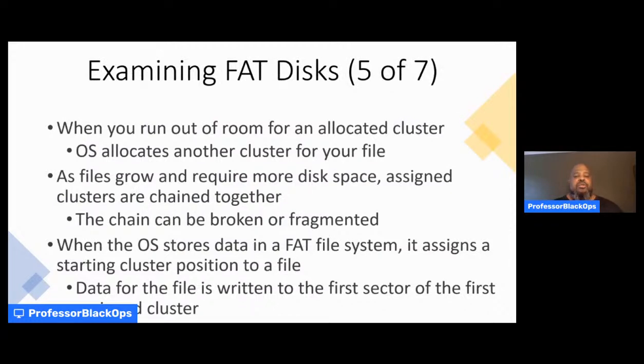So when you run out of room on the allocated space, it allocates another cluster to your file. As the file grows, you require more space assigned to a cluster and they chain together. The chain can be broken or fragmented. When the OS stores data in a file system, it assigns a starting cluster point. Data for the file is written to the first sector. Right. So in the old days, when you used to rewrite, you used to actually go back and declutter your disk drive, meaning taking all those chains and trying to make them one continuous cluster, right?